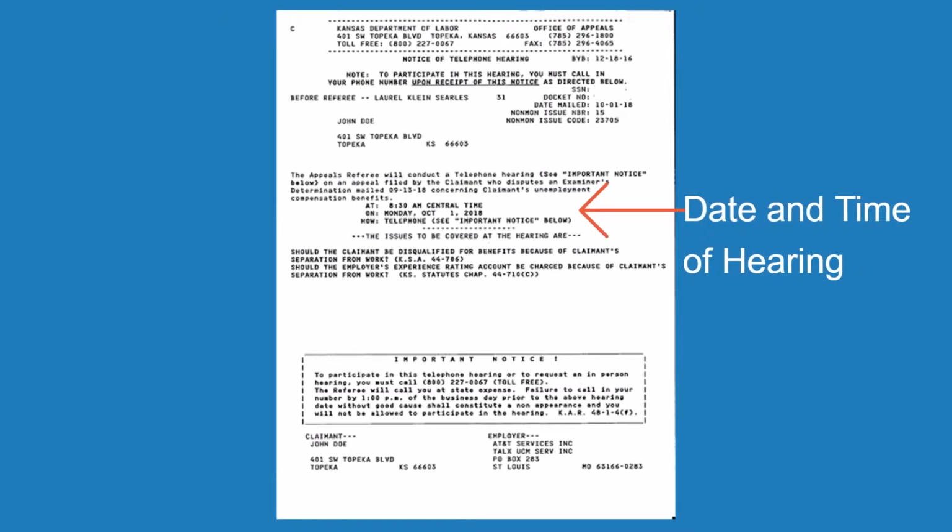After you request a timely appeal, a notice of the date and time of your hearing will be mailed to you, along with instructions on how to prepare for your hearing and additional documentation necessary for the hearing. Please review this information carefully. Hearings are held by telephone with an appeals referee.